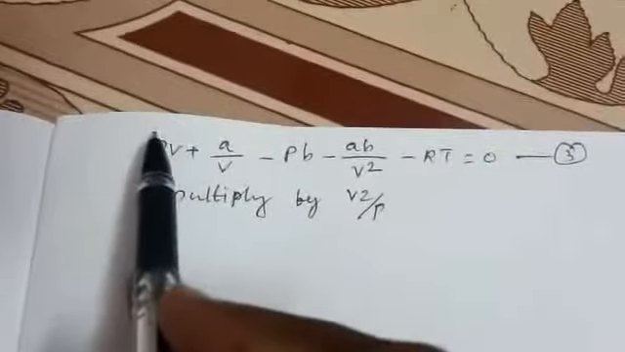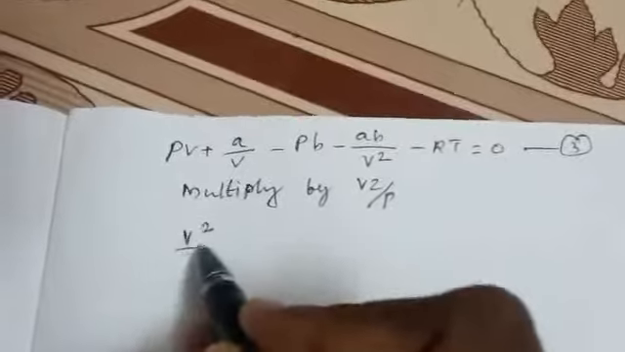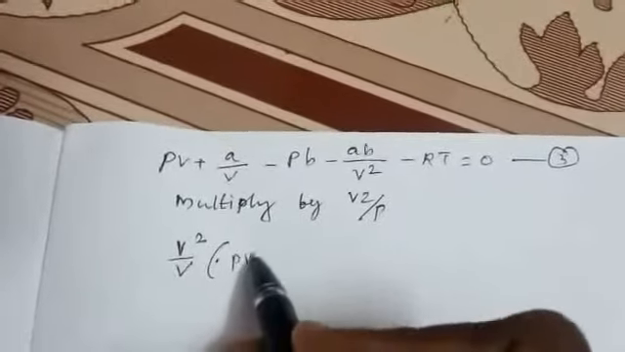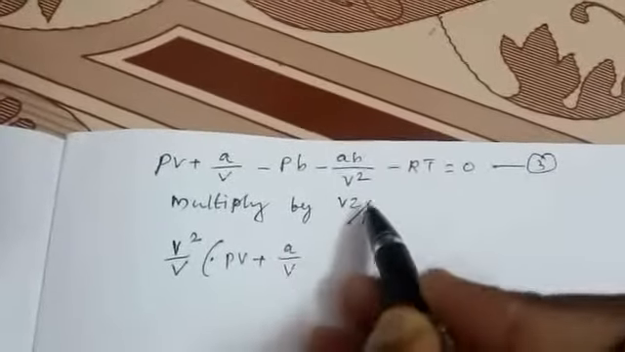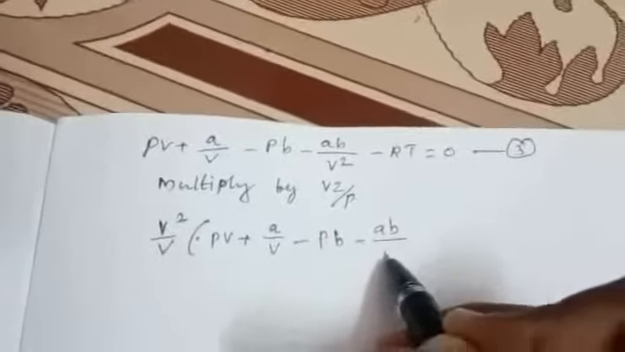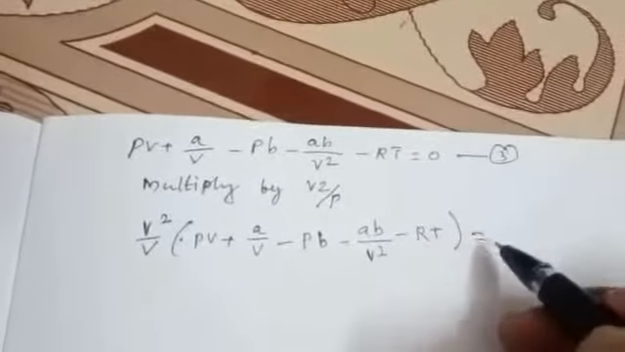First time you have to multiply, means P cancel. So V squared divided by V, PV plus A divided by V. That V cancel, remaining minus PP AP divided by V square minus RT equal to 0.